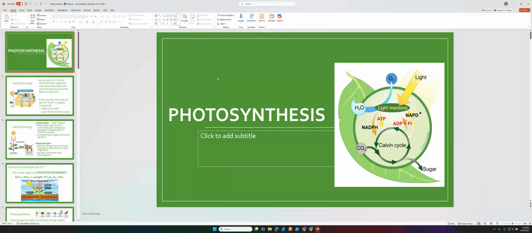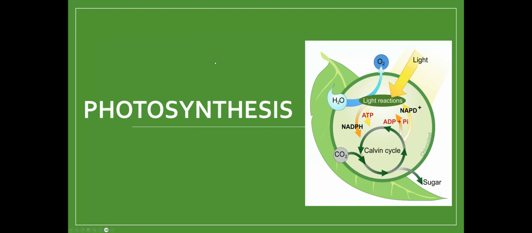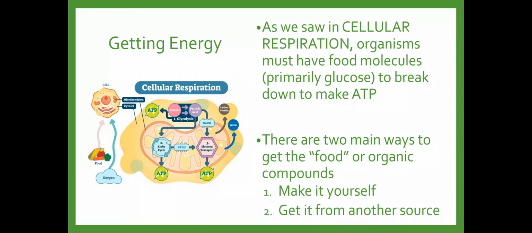And now we're coming to another major metabolic pathway, and a lot of times students are more familiar with this one than they are with cellular respiration. But this lesson is going to be all about photosynthesis. Just a little bit of background. Going back to our cellular respiration notes, we know that organisms have to have food molecules. We really focused on glucose, but that's the main molecule that's used. Organisms must take in food so that they can break those molecules down and make ATP. ATP is essential to keep cell processes going.